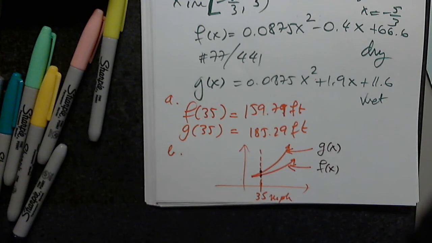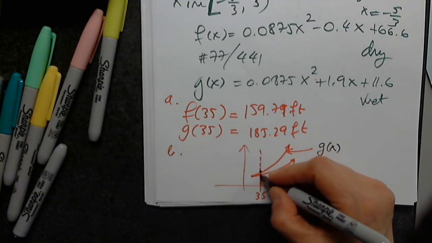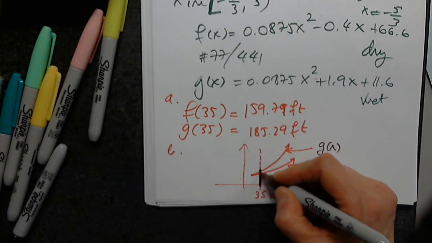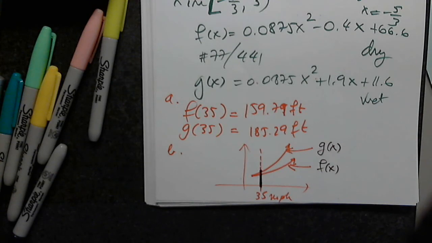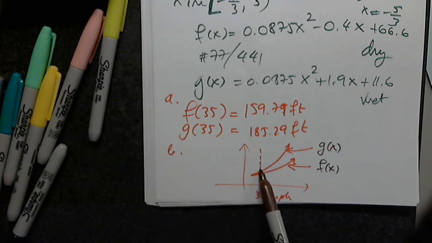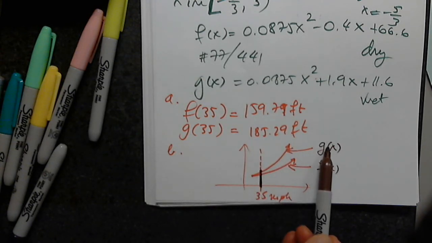Can anyone explain? Exactly, because this distance is 159, and this distance is 185. Good. Are you with me, everyone? So this is 159, so this must be the first one. And this is 185, so it goes higher. So this one must be g of x. Is that okay? Very good.